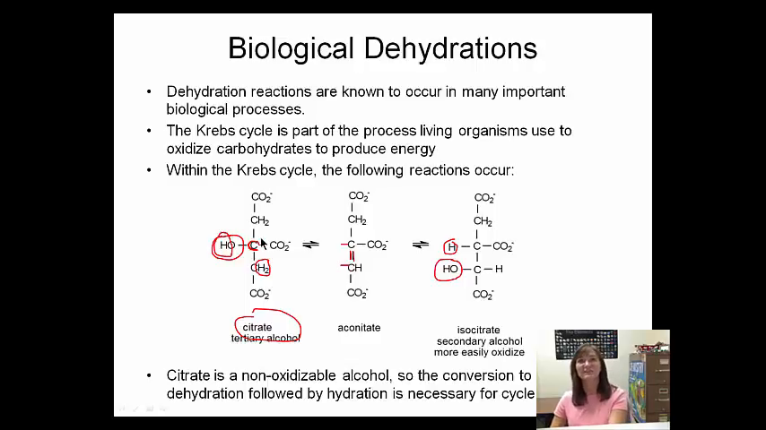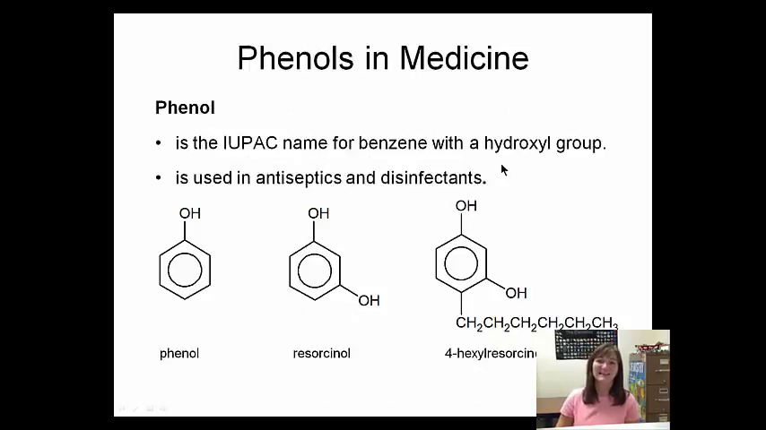So going through this hydration, dehydration step gets you to an alcohol that you can oxidize, because this carbon does have a hydrogen that you can take off when you want to oxidize it. So I'm not going to ask you anything that's complicated. I'm going to save this for the biologist to teach you about the Krebs cycle, but it's just an interesting note, I think.